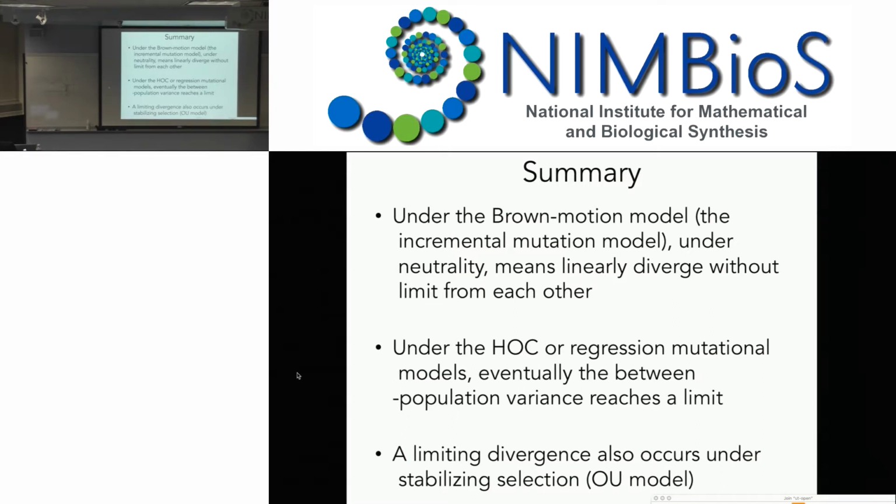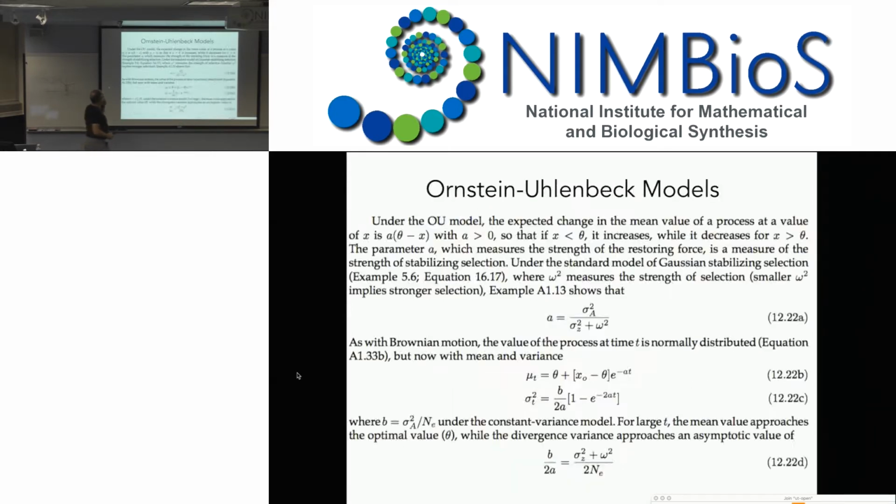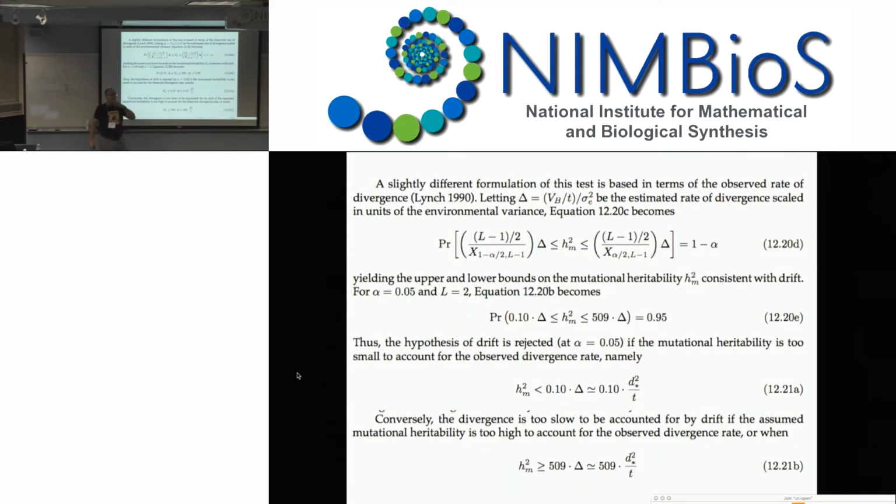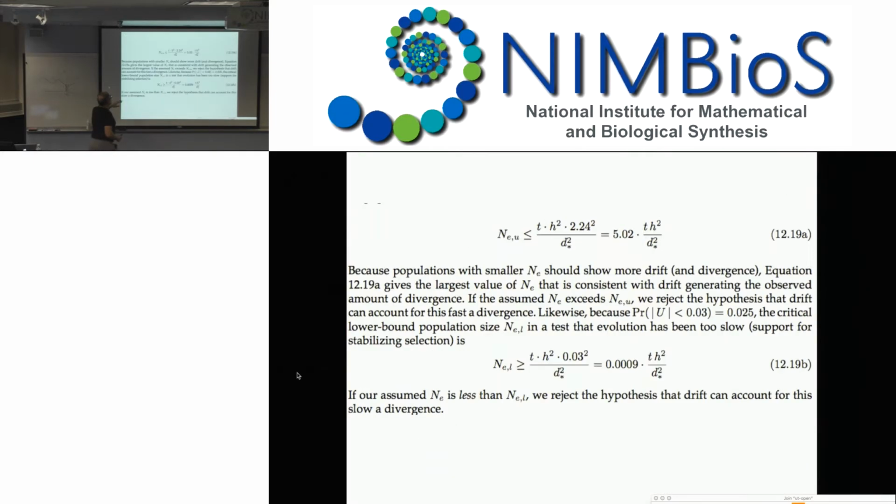So a question before we move on to time series-based tests. Yes? Yeah, that's a great question. So Ornstein-Uhlenbeck is the model for how trait means change. House of cards and regression are models for basically what happens. Let's go back to those.